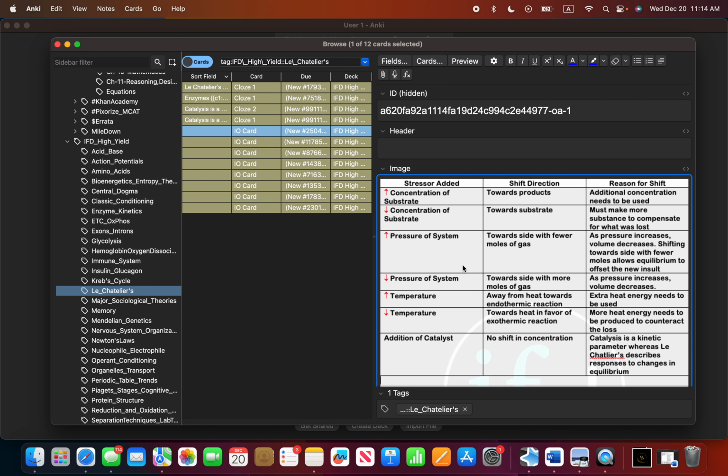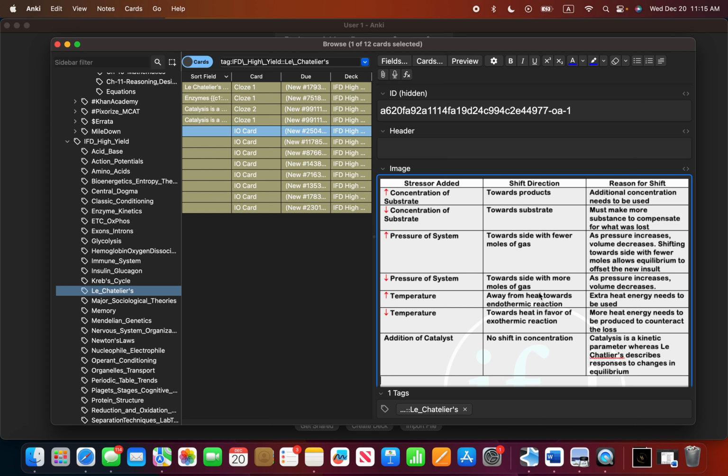It should be the vice versa. So if you decrease the pressure of the system, it means that the volume is going up. So if that's the goal, if you want to increase the volume, you have to put more attention on more moles of gas, right? So the reaction goes towards side with more moles of gas. So as you increase your pressure, the volume decreases.